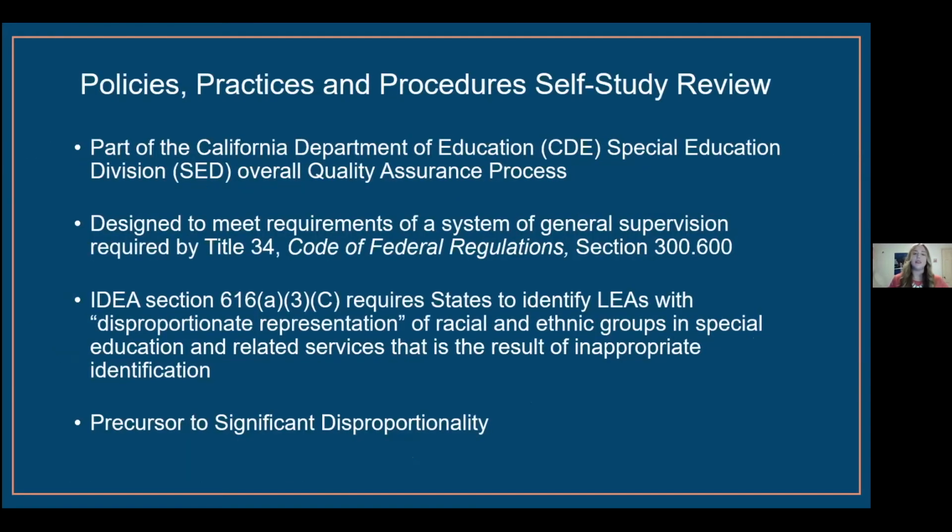All right, so on to some of the regulations. So it's part of our quality assurance process. It's designed to meet requirements of general supervision, Title 34 Code of Federal Regulations 300.600. It's also part of IDEA 616. It requires states to identify LEAs with disproportionate representation of racial ethnic groups in special education. And importantly, it's a precursor to significant disproportionality. So if you are disproportionate for the same subcategories for 3 years in a row, you will end up in significant disproportionality and face fiscal impact.